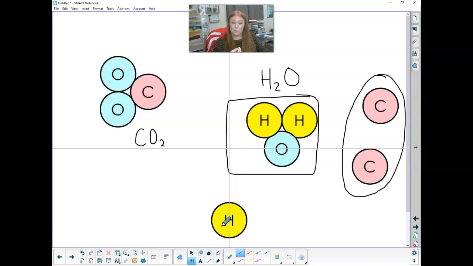So atom is the smallest piece. An element is usually a group of similar. So it doesn't have to be a group, but it's usually a group, but it has to be of the same type of atom. And then we have our molecule, which is when those atoms bond together.